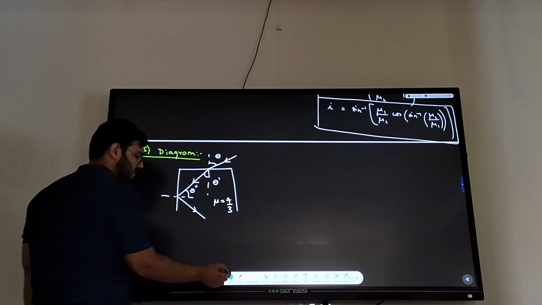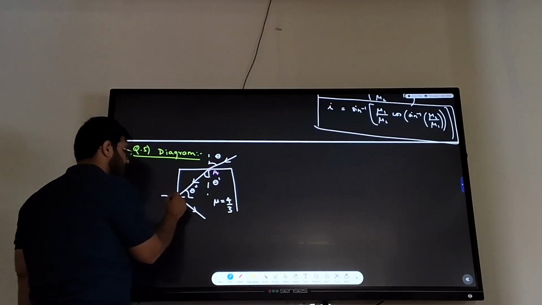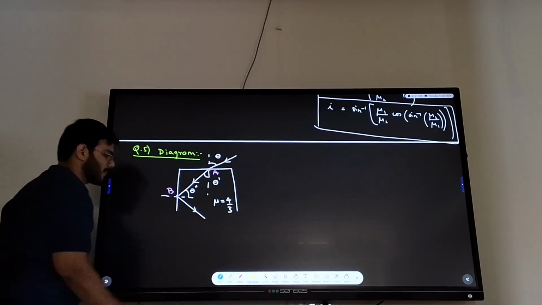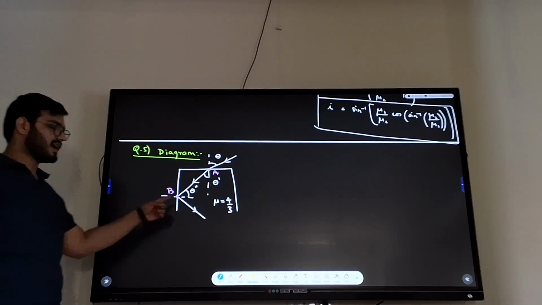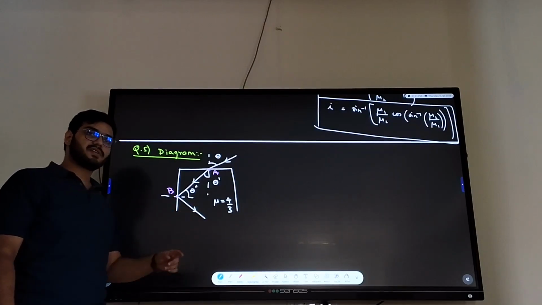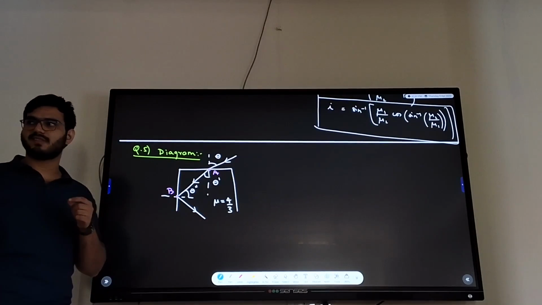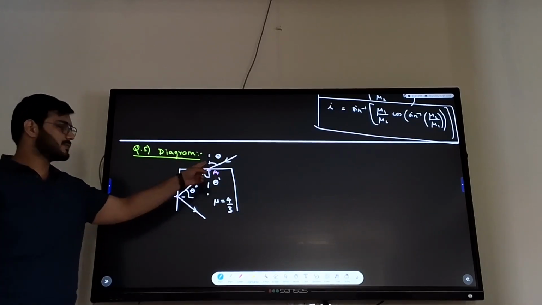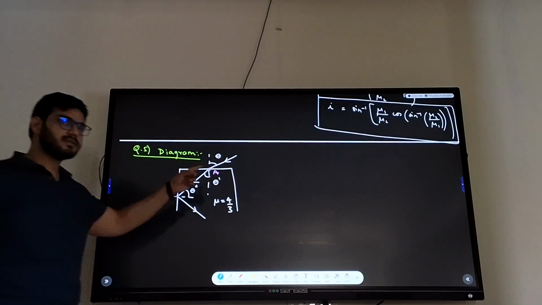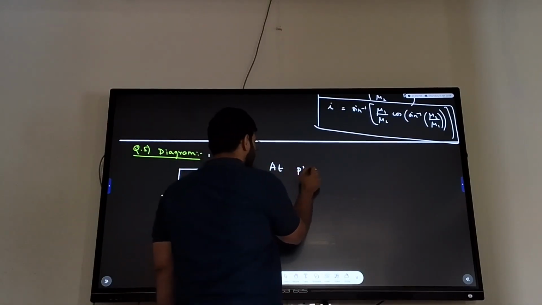Let me give some names here so that it is clear. Let's say this is point A, this is point B. For some angle of theta, TIR will occur, and for some angles of theta, it won't occur. So we have to find a condition on this theta. So let's try to do what we know. What do we know at point A? What can I apply?